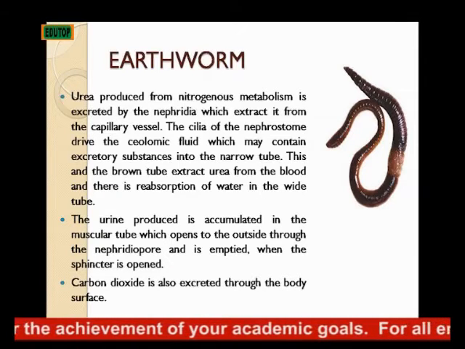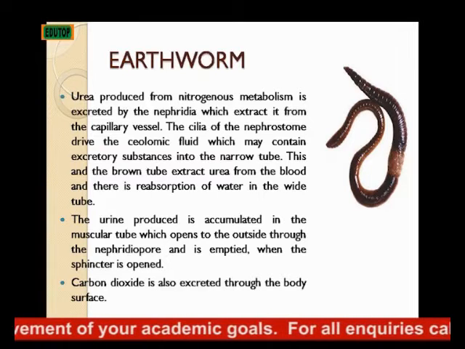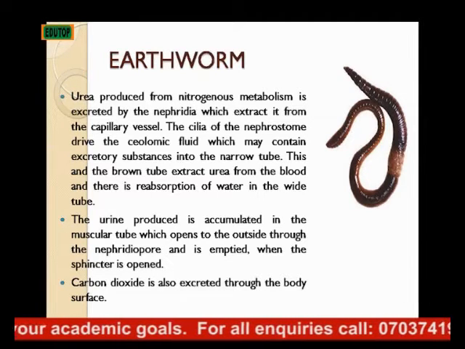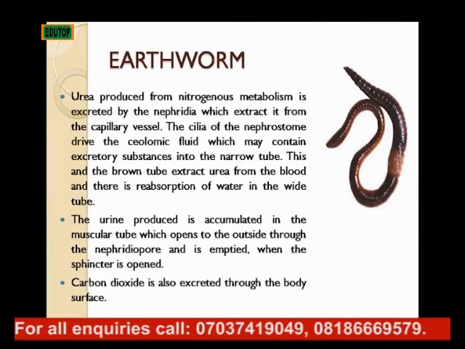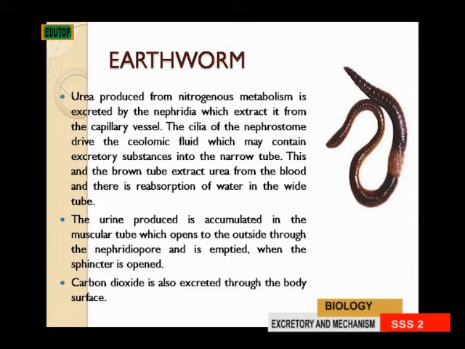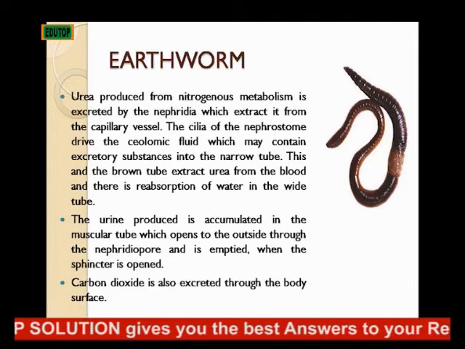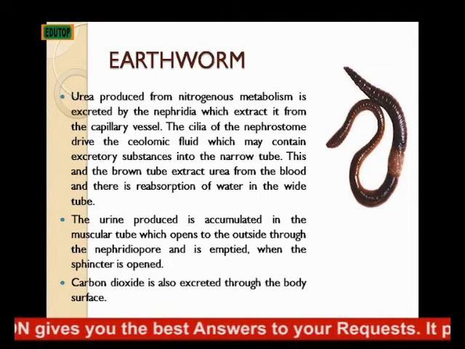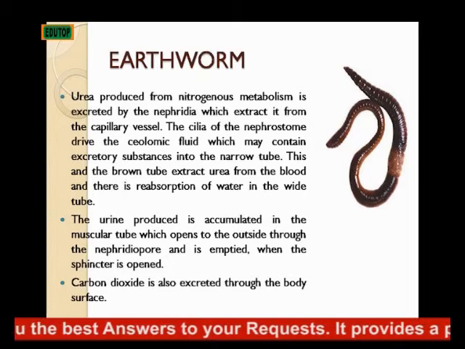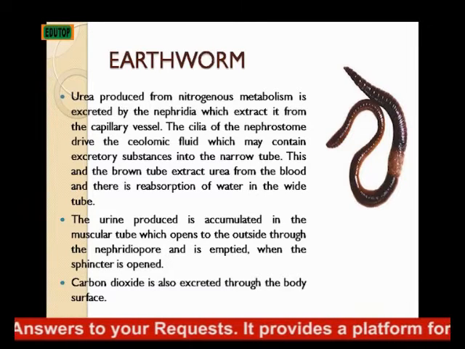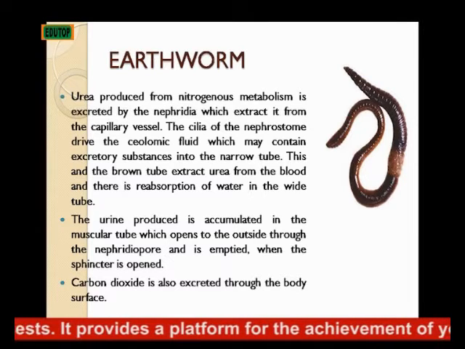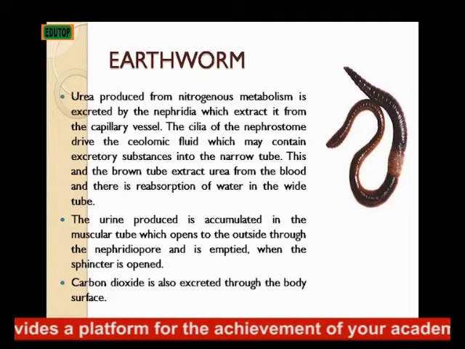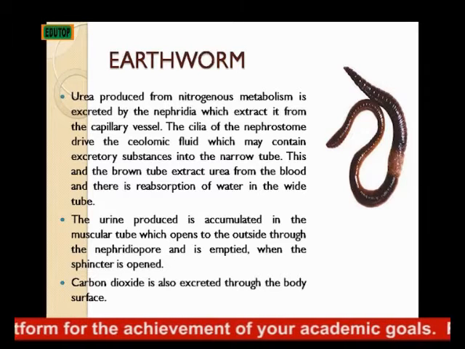Then urea is produced from nitrogenous metabolism and it is excreted by the nephridia, which extract it from the capillary vessels. The cilia of the nephrostome drive the coelomic fluid, which may contain excretory substances, into the narrow tube. Then the urine produced is accumulated in the muscular tube, which opens to the outside through the nephridiophore, and it is emptied when the sphincter is opened. Carbon dioxide is also excreted through the surface of the nephridia.